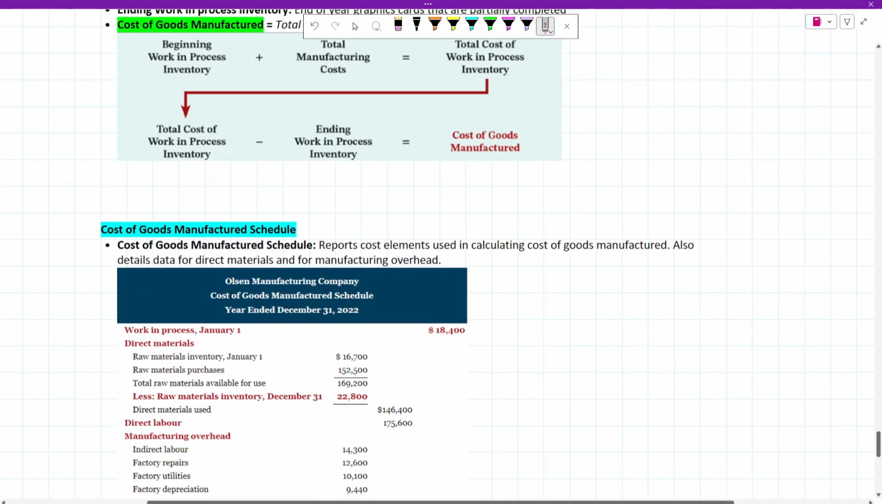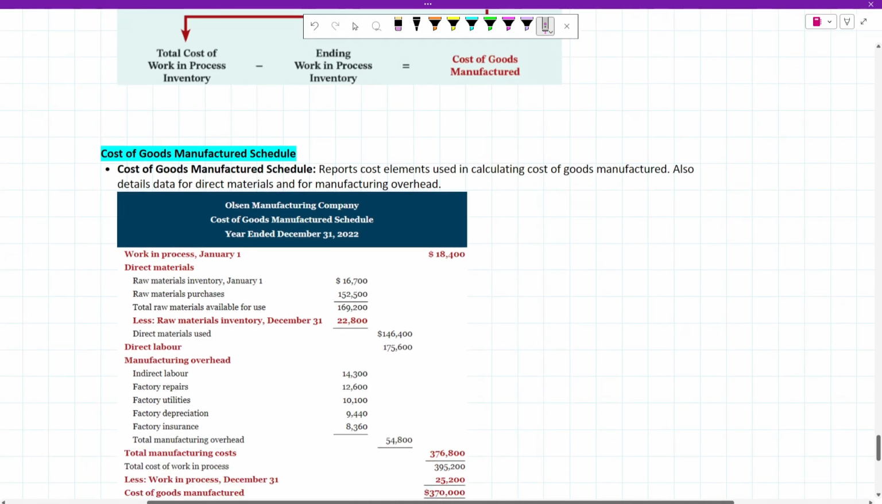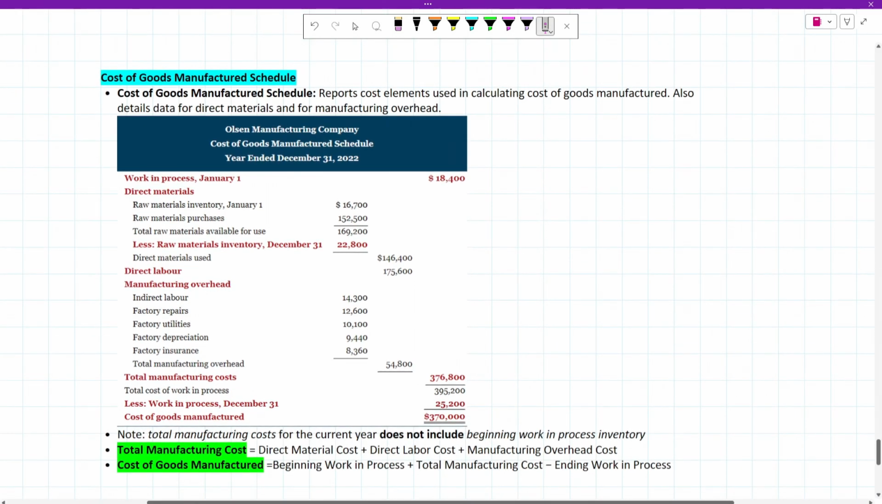So we can see here, cost of goods manufactured, the schedule. This reports cost elements used in calculating cost of goods manufactured, also details data for direct materials and for manufacturing overhead. So you can see here is our cost of goods manufactured schedule, just in case that wasn't clear. We have our direct materials, our direct labor, and our manufacturing overhead. And we also have our total manufacturing costs and everything like that. And at the end, we have our cost of goods manufactured.